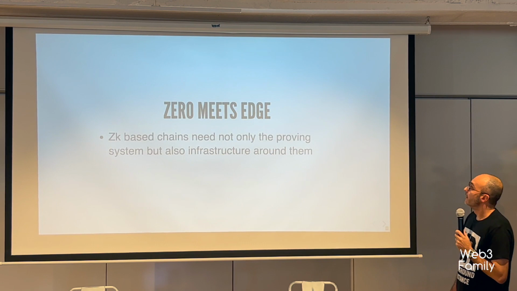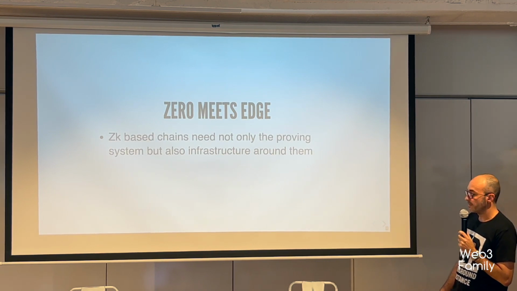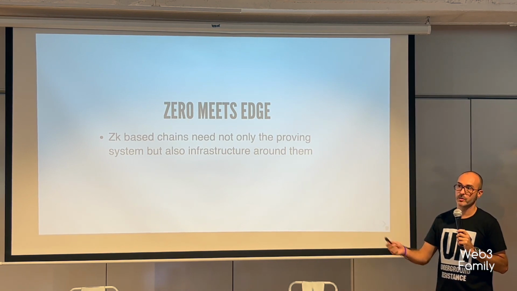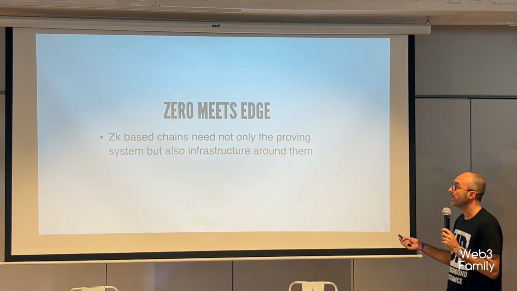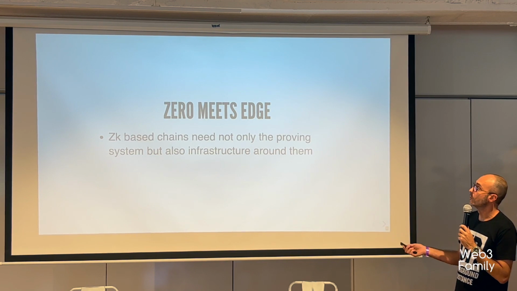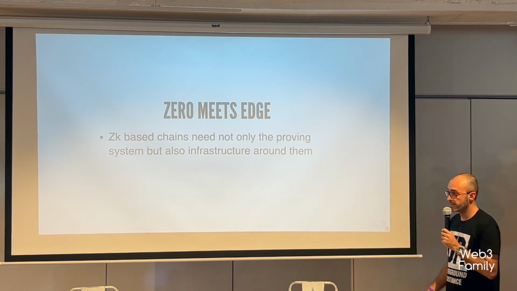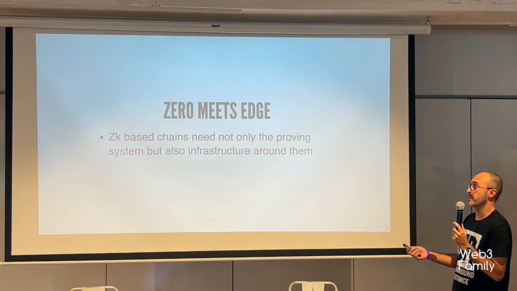Yeah. Now, Zero means Edge. The thing is that Zero doesn't have the necessary infrastructure for accepting transactions and blocks. So it needs kind of an infrastructure around it to accept blocks and transactions. It needs an RPC endpoint or an RPC system, a transaction pool. It's basically a sequencer, no?